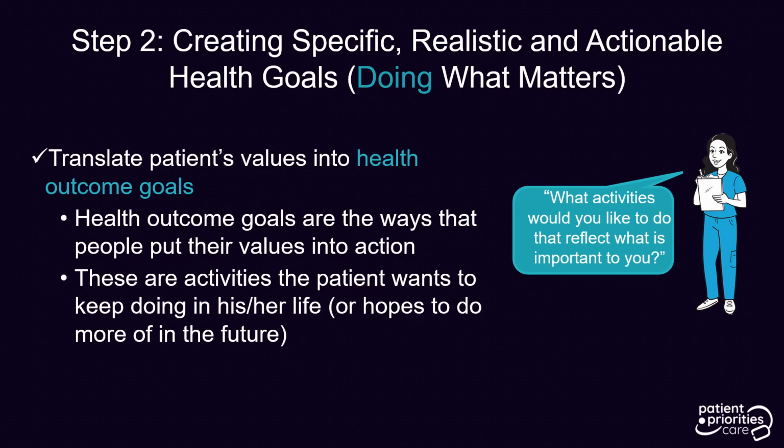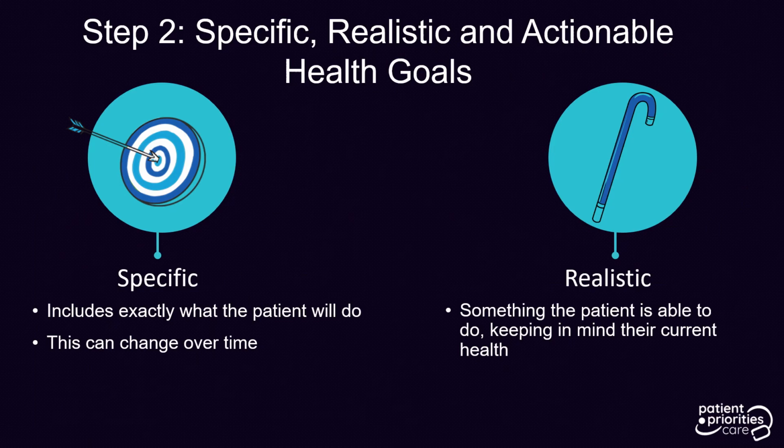Again, here we are going from broad values to something more specific and actionable for the patient. Let's delve a little deeper now. Health outcome goals need to be specific, realistic, and actionable within the context of the patient's life and health. They must also be linked to values.